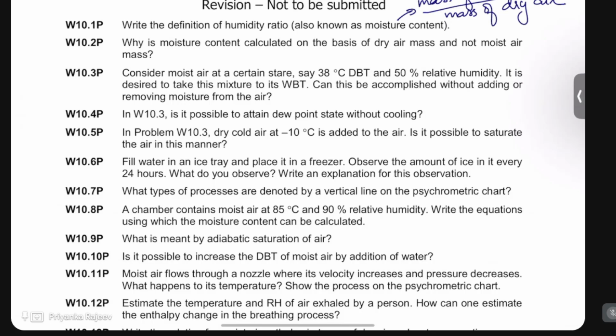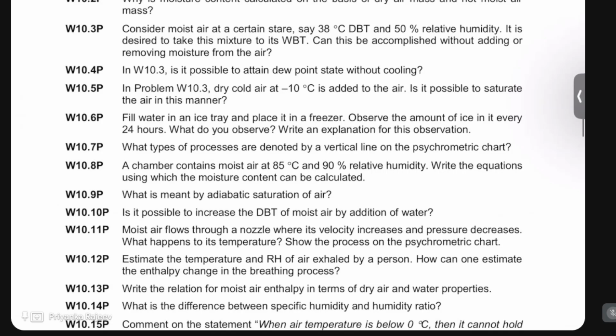Next, consider moist air at a certain state, say 38 degrees centigrade DBT and 50% relative humidity. It is desired to take this mixture to its WBT, wet bulb temperature. Can this be accomplished without adding or removing moisture from the air?